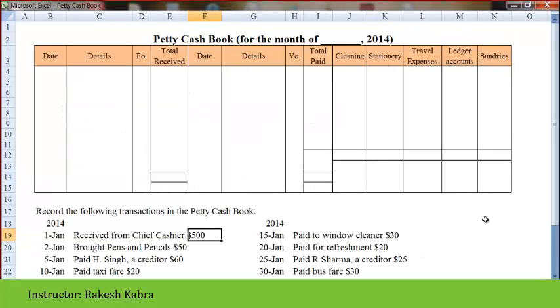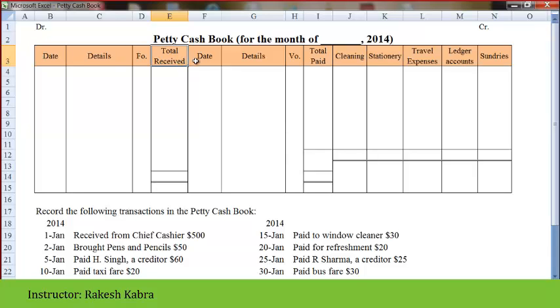So see, this is the format of the petty cash book. This left hand side is known as what? Debit side. And this right hand side is what? Credit side. Yeah, this is the debit side, this is the credit side. And this is the format of the petty cash book. Let's see the column for date, then details, and here I will write a folio number. Then we have total amount received. Okay, this is the debit side.